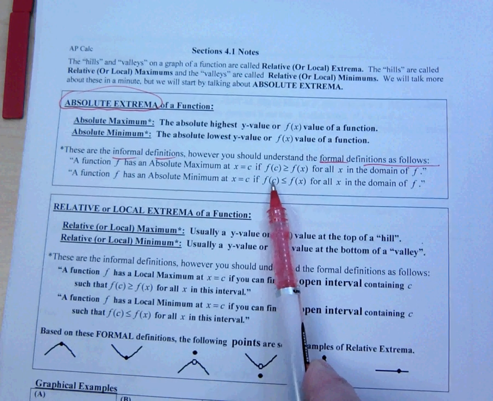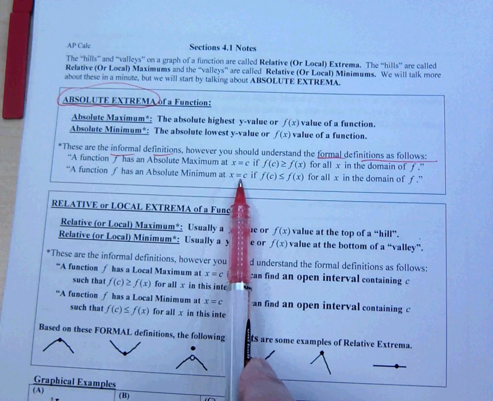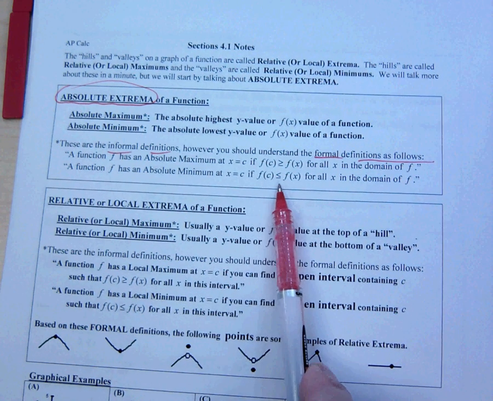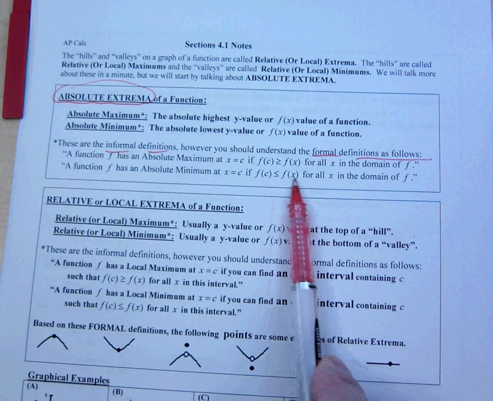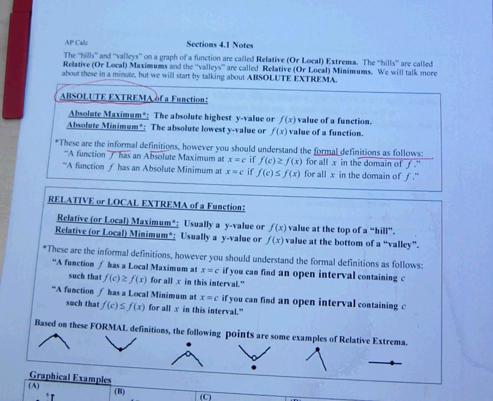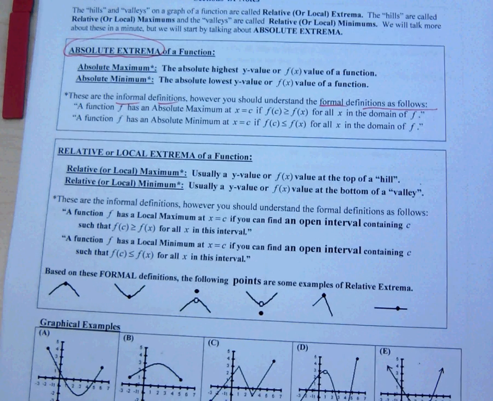Same thing with a minimum. The function f has an absolute minimum at x equals c if the y value there, which is f of c, is less than or equal to all other f of x or y values for all x in the domain of f. Okay, so there's the formal definition.